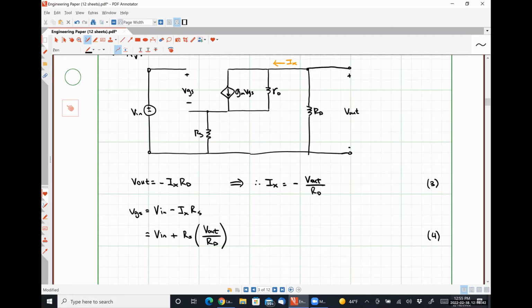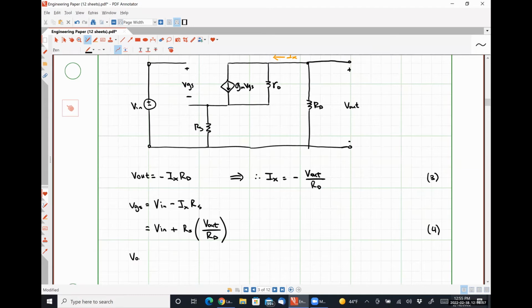So what I'm going to do now is I'm going to apply Kirchhoff's voltage law around this right-hand loop. Let's put it right here. So that gives me V out is equal to the voltage drop over our resistor R naught, which is simply Ix minus GM VGS, plus the voltage drop over resistor RS, which is Ix times RS.